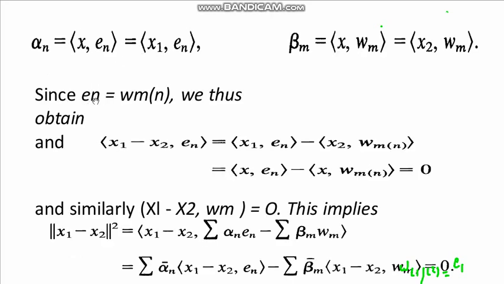Now just for your note, this is not E n, this is E with the subscript n, which is equal to W with the subscript m of n, just like this. This is E_n, which is equal to W_m(n).